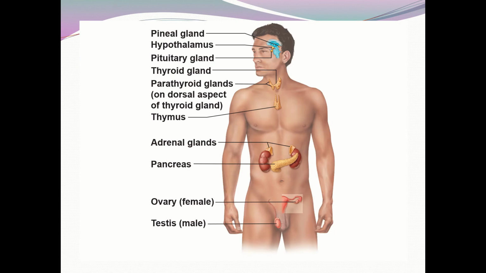The organs or glands of the endocrine system include the pineal gland, hypothalamus, pituitary gland, thyroid gland, parathyroid glands, thymus, adrenal glands, pancreas, and then the ovary for females and testes for males.